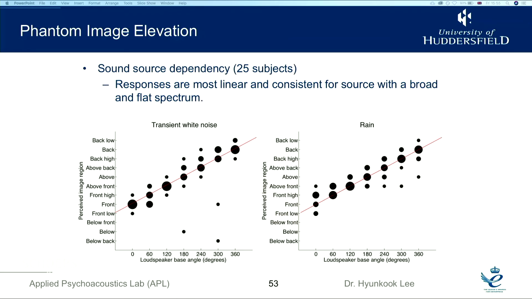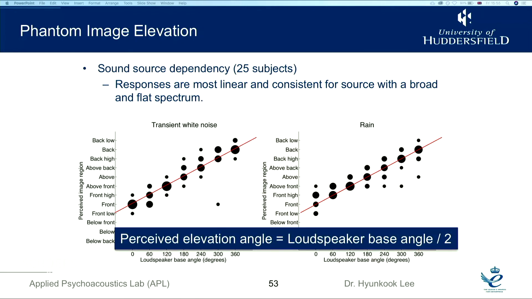And we had this result, which is very linear. So this is the loudspeaker base angle. As the speaker angle increases, the perceived position goes up to above position. So when you have side-by-side speaker reproduction, you have an image elevated above you naturally. But it depends on the source type.